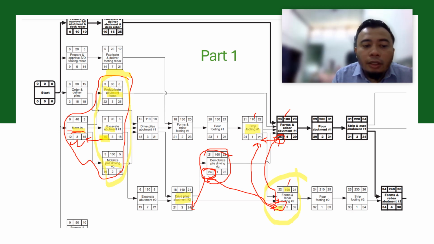So basically, you take the smallest. If it is a burst activity, then it takes the smallest. If it's three activities combined into one, then that one succeeding activity defines the late finish of the preceding activity.